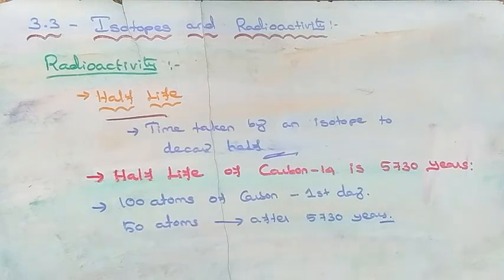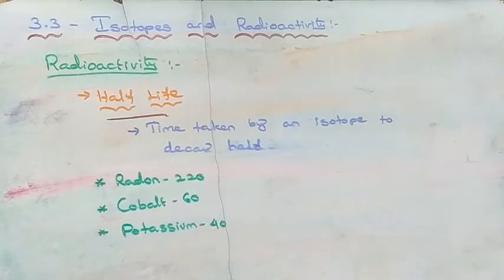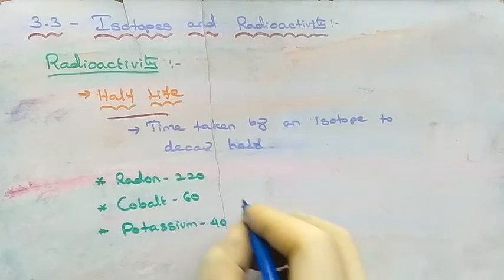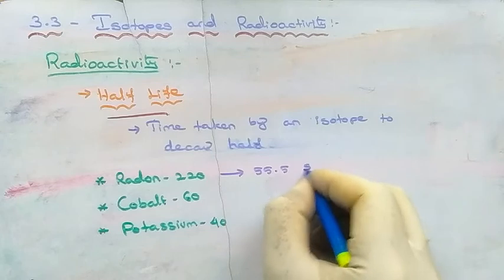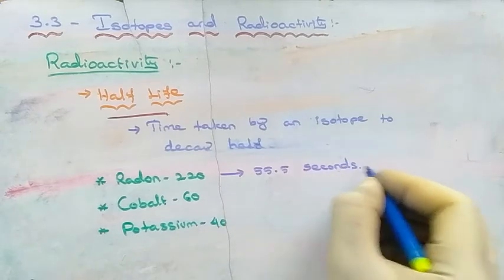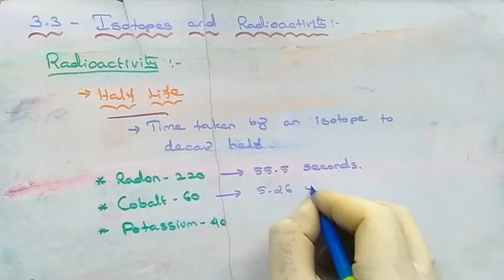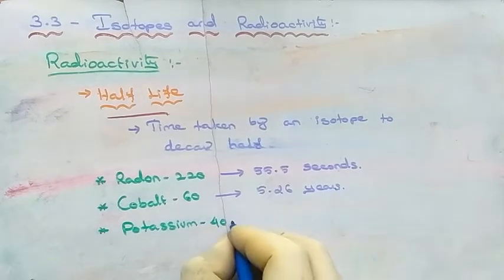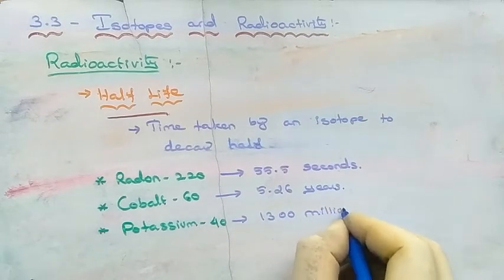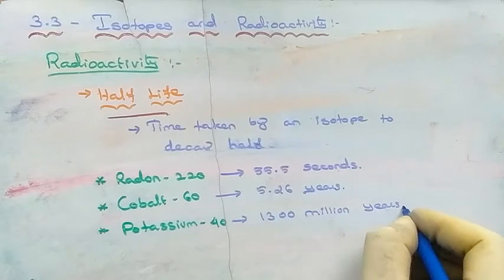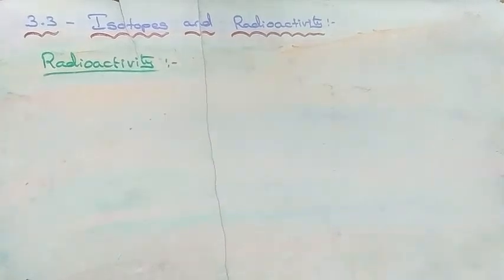Next, we are going to see the half-life of some radioactive isotopes. Radon-220 is a radioactive isotope and it has a half-life of 55.5 seconds. So after 55.5 seconds, the number of atoms will become half. As well as for cobalt-60, it is 5.26 years. For potassium-40, it is 1300 million years. So these are the half-lives of these 3 isotopes.